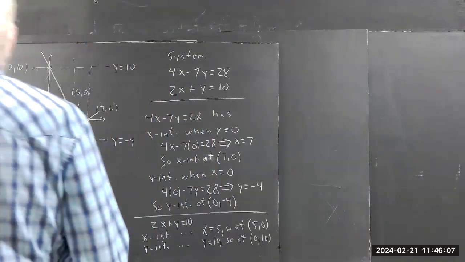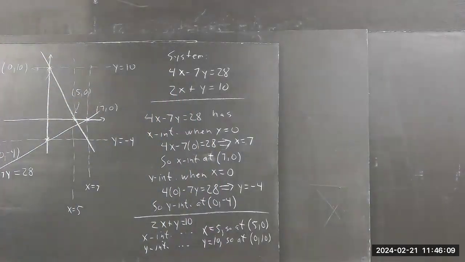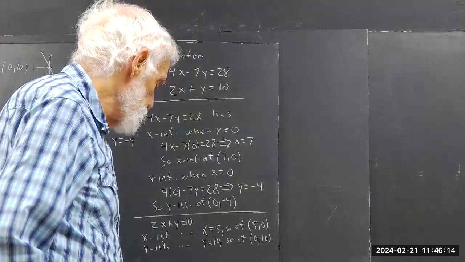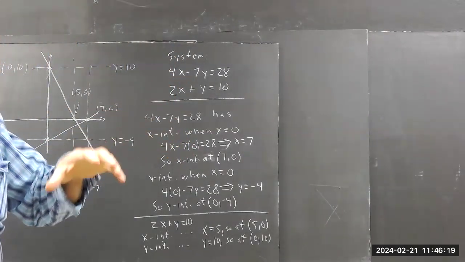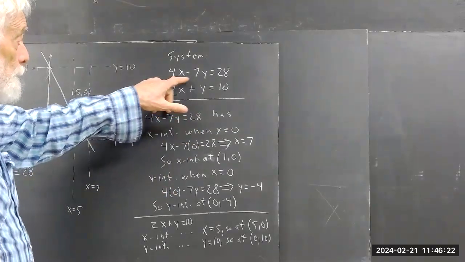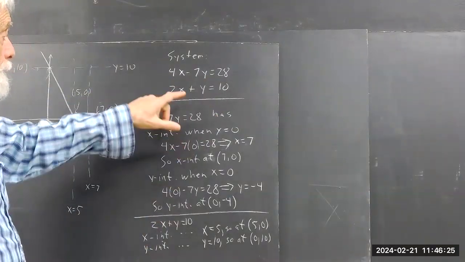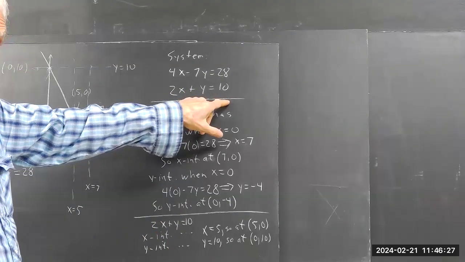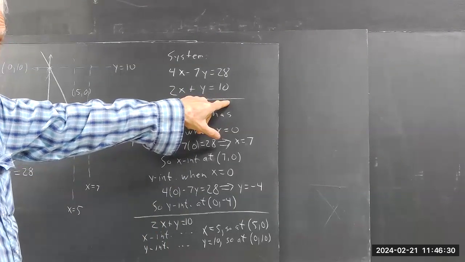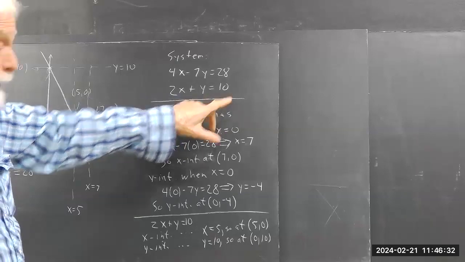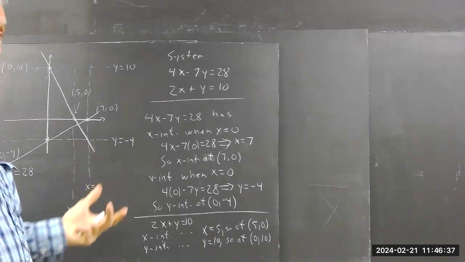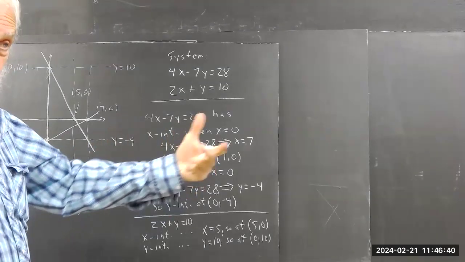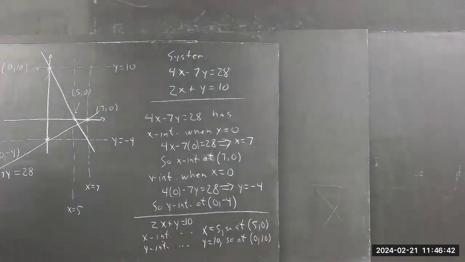Now, the question is, when we solve this system, we're trying to find a value of x and a value of y that satisfies both equations. So a pair of values, x and y, such that when you plug them into this one, you get 28, and when you plug them into this one, you get 10. Now, we're unlikely to be able to do that with complete accuracy with this particular system, but we should come close using a graph.